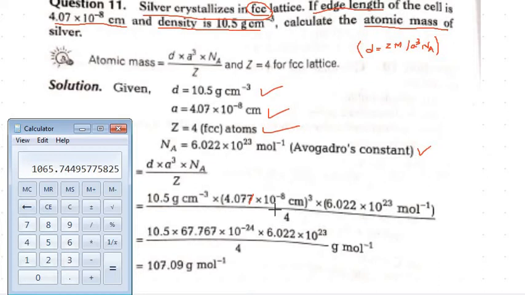So let us simplify this. 10 to the power minus 8 whole cube becomes minus 8 into 3, so 8 3s are 24, that becomes minus 24, plus 10 to the power 23. So minus 24 plus 23 becomes 10 to the power minus 1. So you are supposed to divide this value by 10, and that comes to 106.57, and here you can see the answer is 107.09.